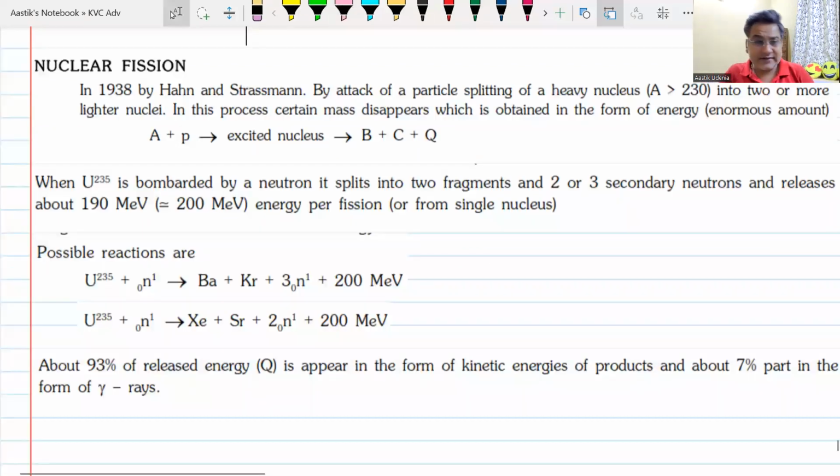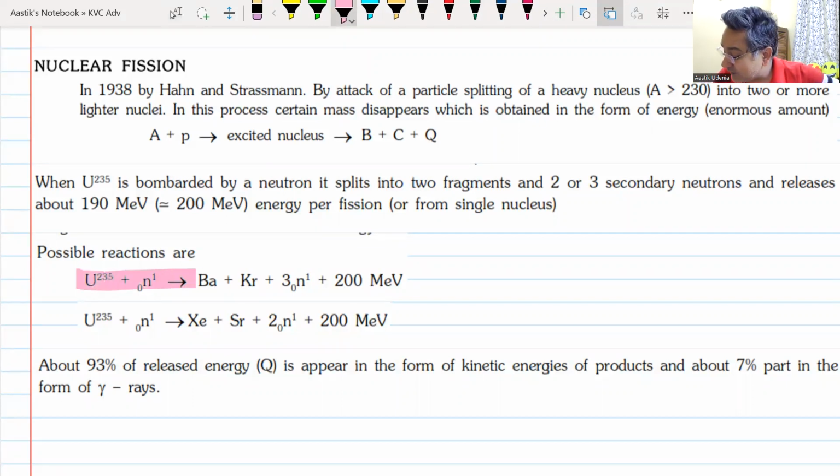Let me move on to the next thing. Sometimes I have seen questions coming on this particular thing, which is nuclear fission. Don't get confused if you get a question like this. Now, what happens in nuclear fission is that you normally have an equation. Normally, nuclear fission is done on uranium U-235. It is bombarded with 1 neutron, and you have some resultant that you get.